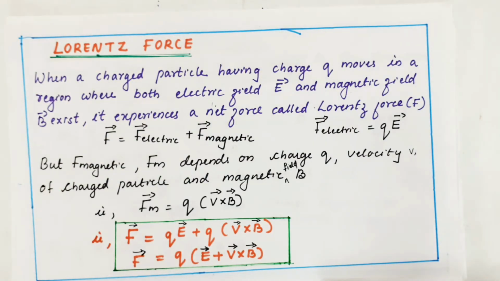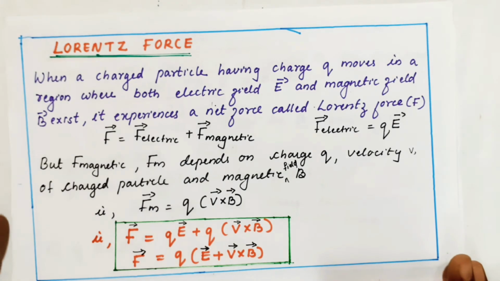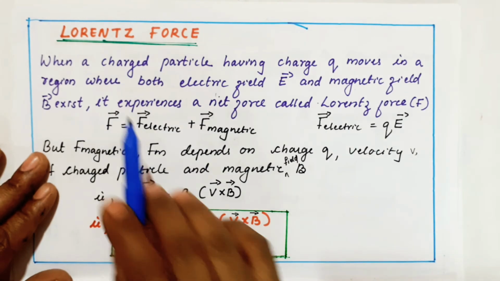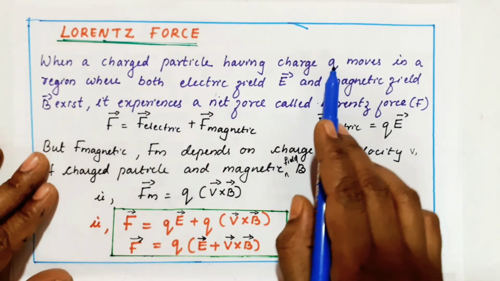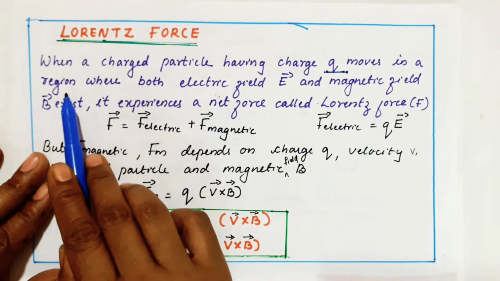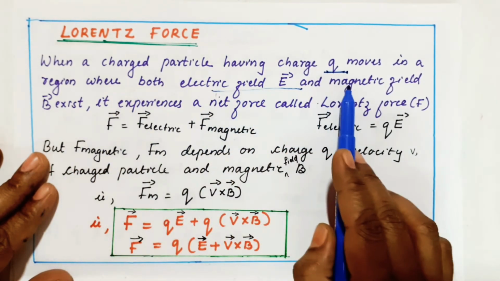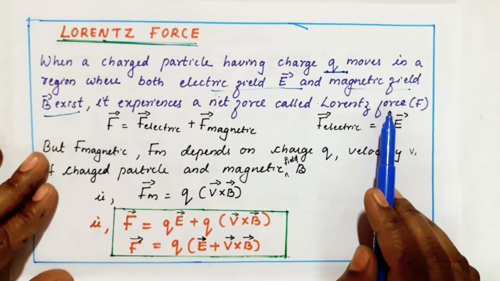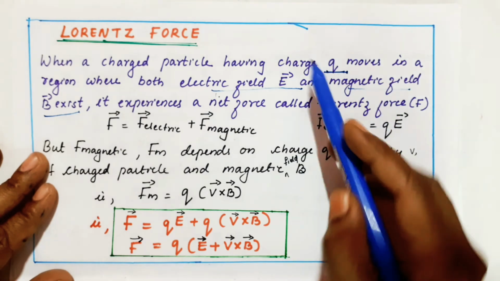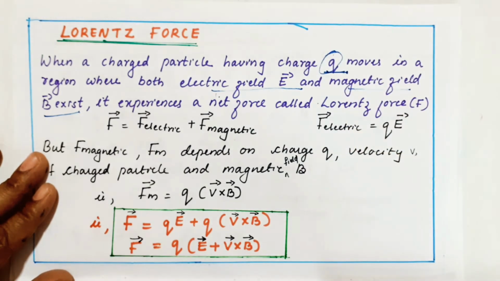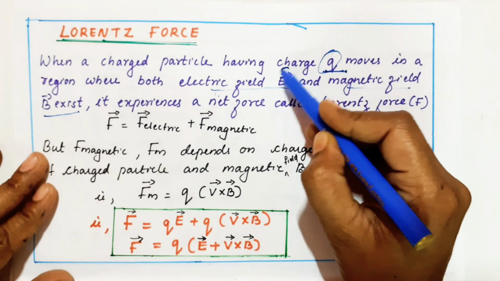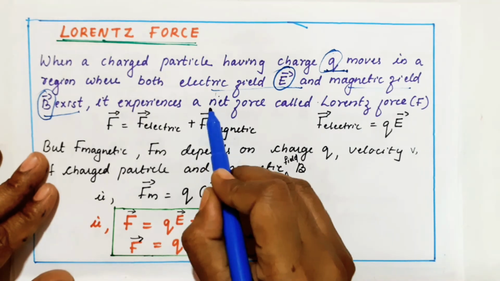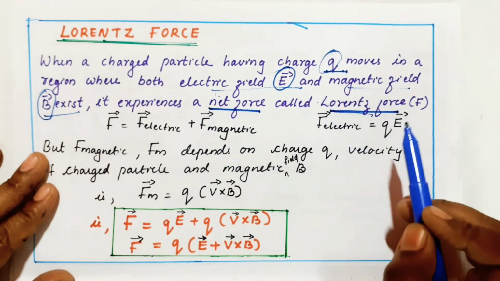Another main force in this chapter is called Lorentz force. What is called Lorentz force? When a charged particle having the charge Q moves in a region where both electric field E and magnetic field B exist, it experiences a force called Lorentz force. So what we said, a charged particle Q is moving in an electric field as well as in a magnetic field.